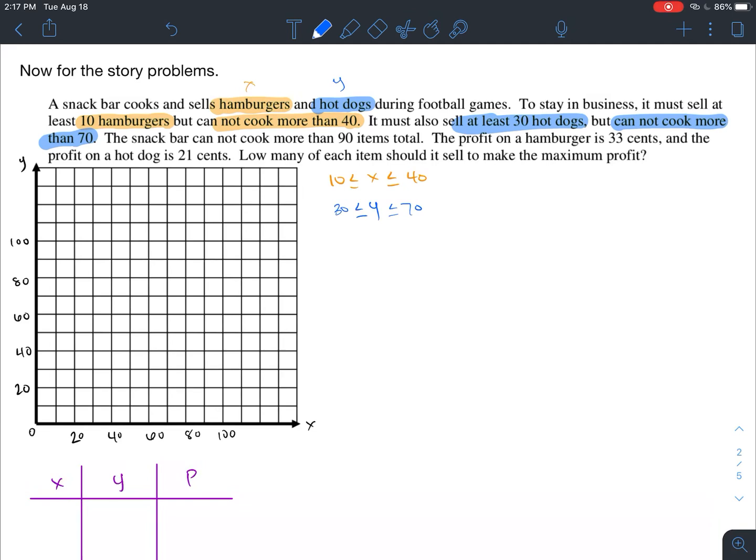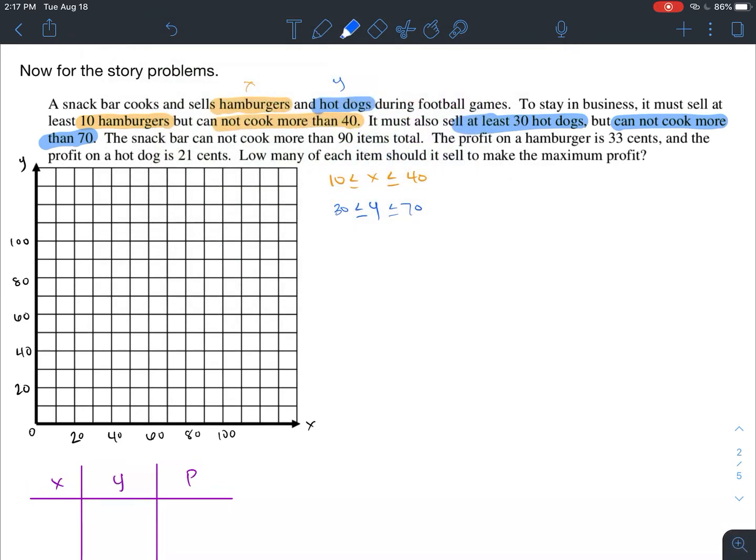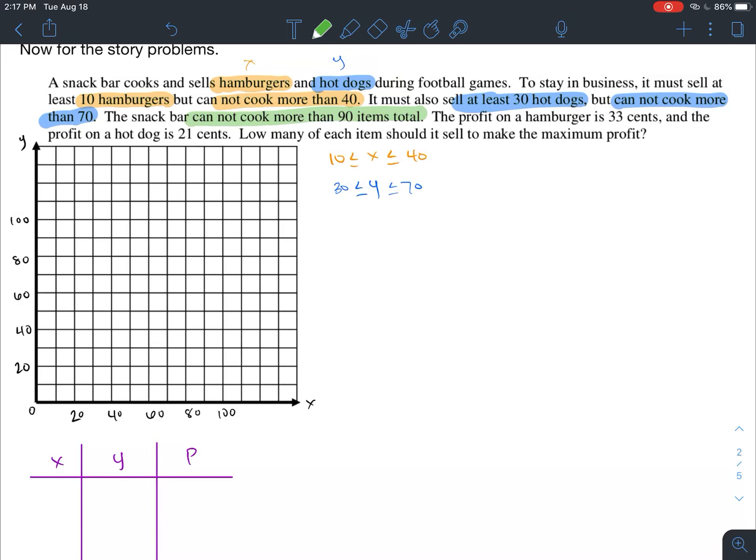So it says the snack bar cannot cook more than 90 items in total. Cannot cook more than 90 items in total. So they're selling hamburgers and hot dogs, so they cannot sell more than 90 items combined. So our sum, X plus Y, the sum of our hamburgers and hot dogs, cannot exceed 90. Sorry about that, guys. So our items need to stay at or below 90.